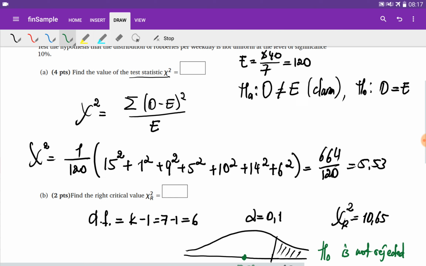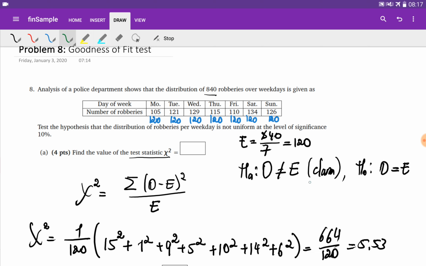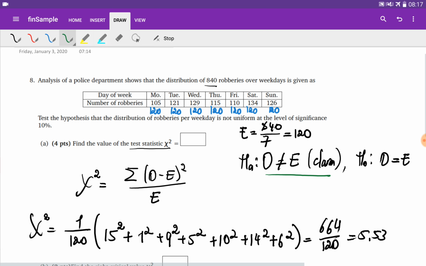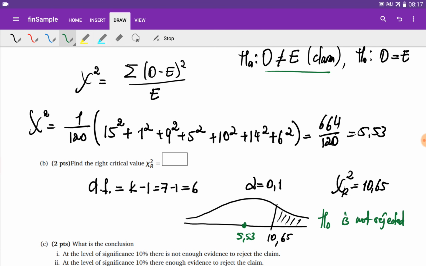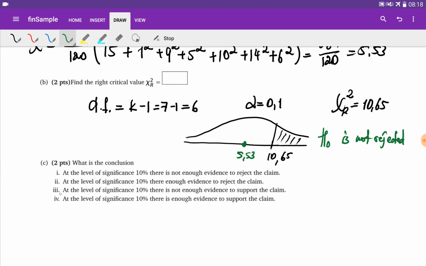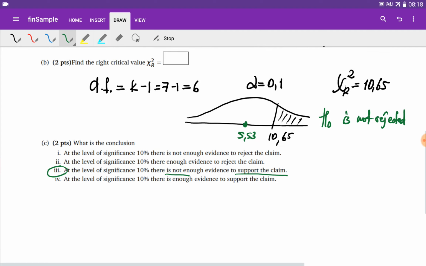Right? So let's go to our claim. The claim tells us that this is not uniformly distributed, right? It means that our claim is the alternative hypothesis. Since we're not rejecting the null hypothesis, it means that we're not supporting the alternative hypothesis. So we need to choose this answer: at the level of significance 10%, there is not enough evidence to support the claim.